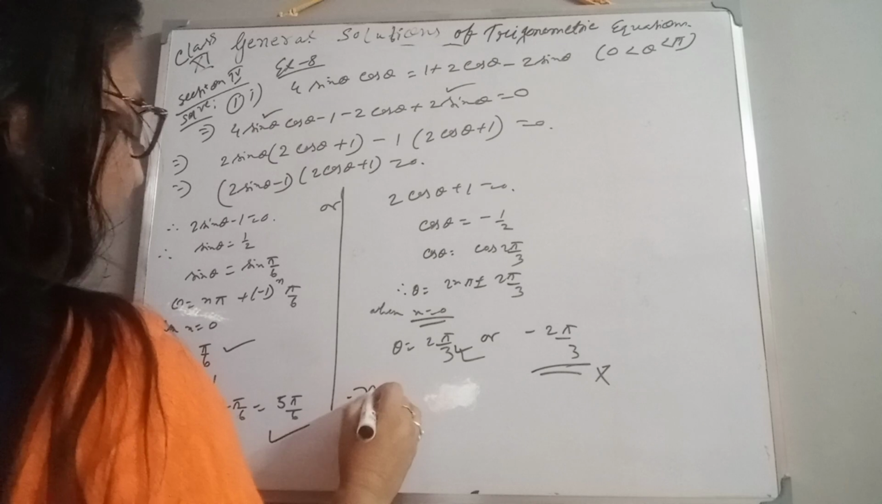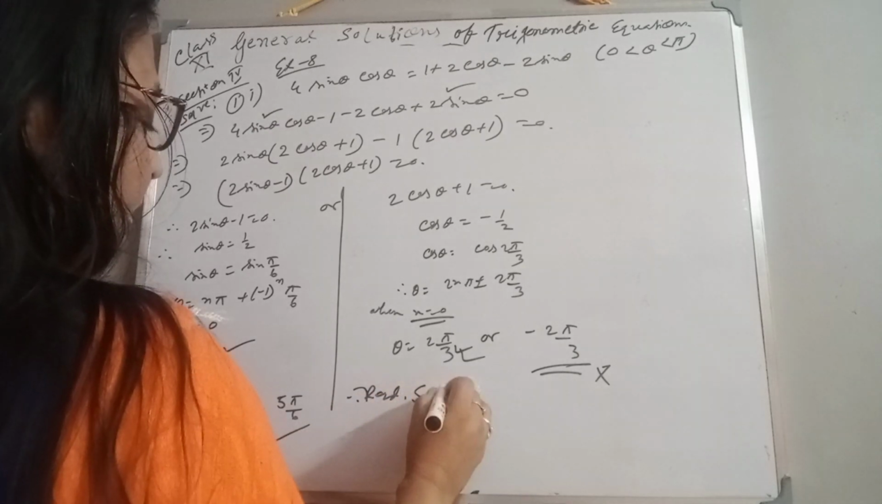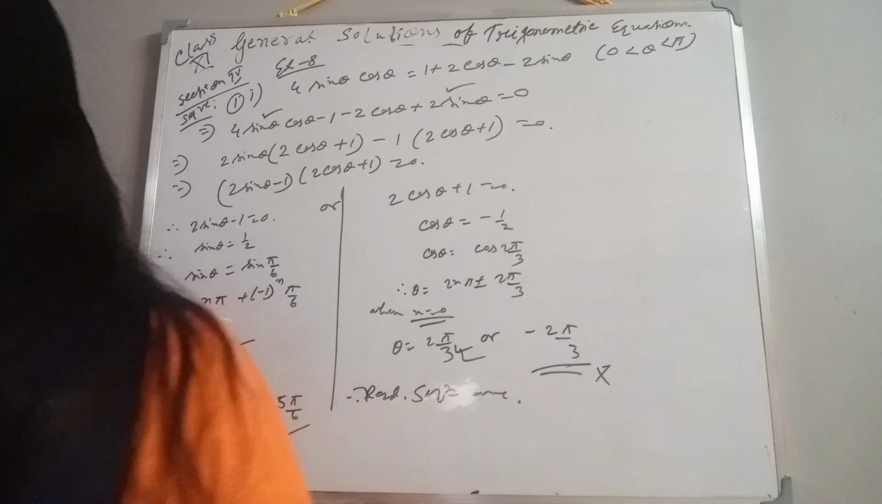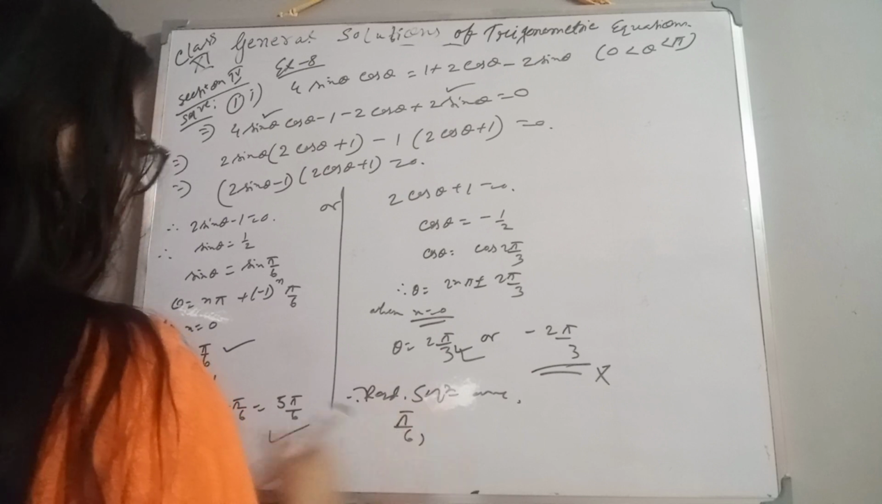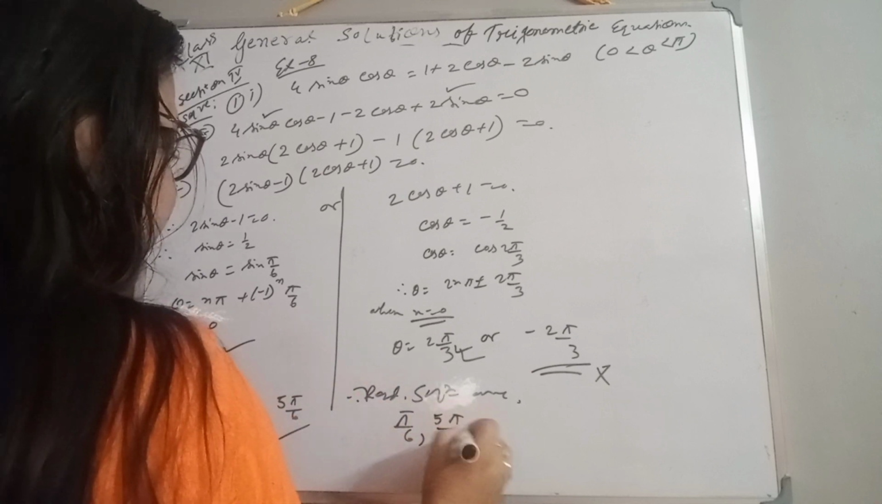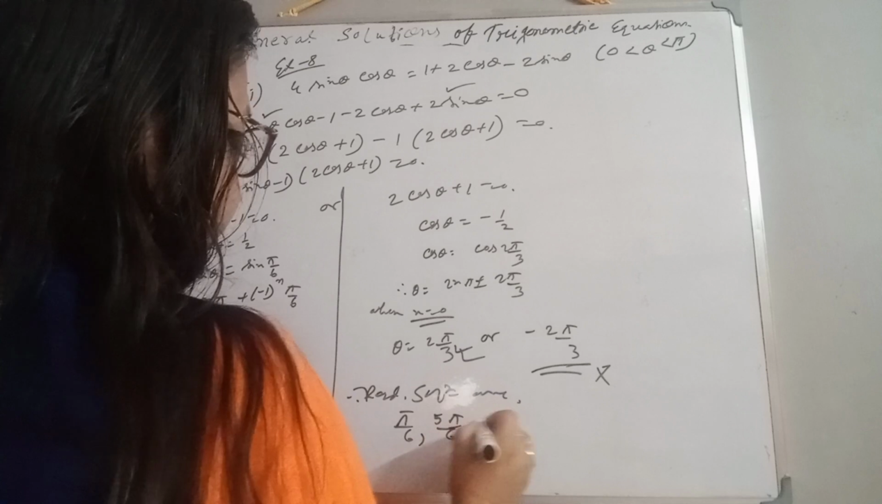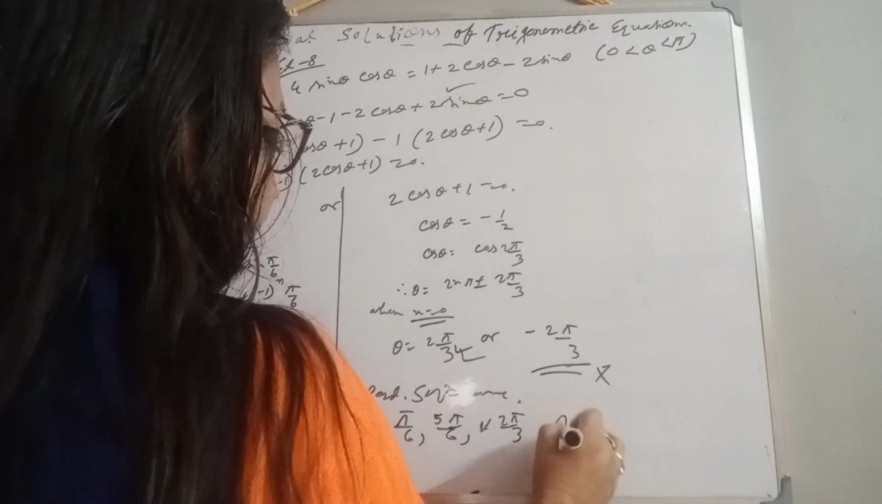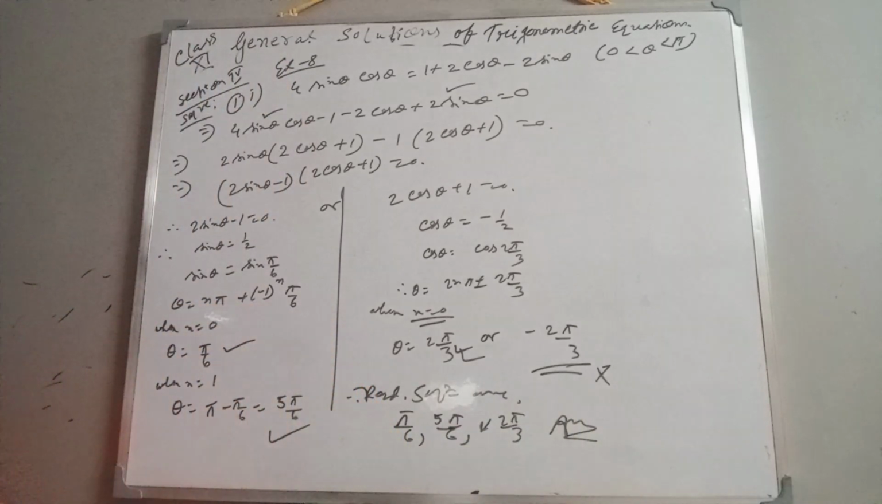Okay, therefore what is the required solution? Therefore required solutions are pi by 6, already written, 5 pi by 6 and then 2 pi by 3. Understood everyone? I think it is clear.